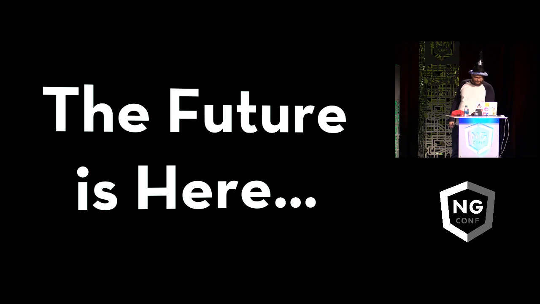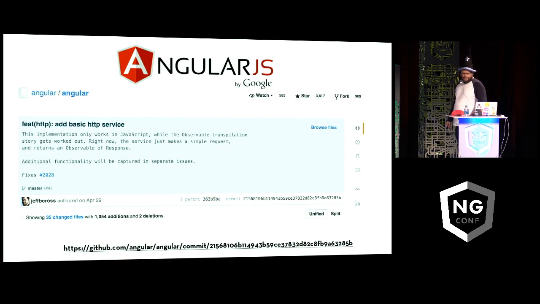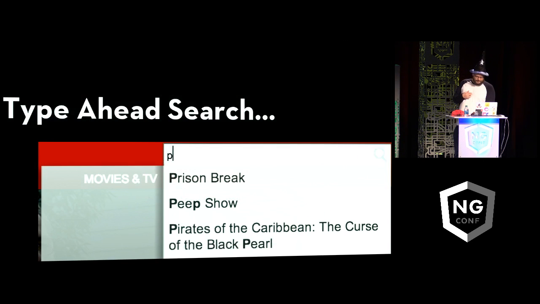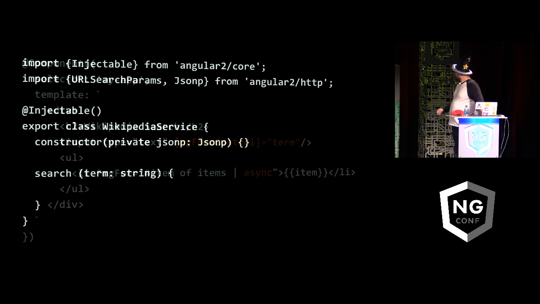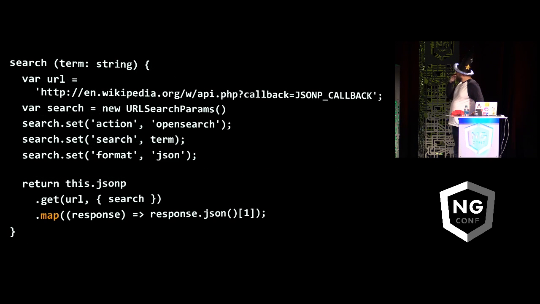So the future really is here. With Angular 2, a lot of things have started to become observables themselves. As you'll know, the HTTP module and so forth really became a core part of Angular. And what's really cool is we can take that same type of head search that we had before, turn it into an ng-form control with our async pipe, and then we can go ahead and do our search.